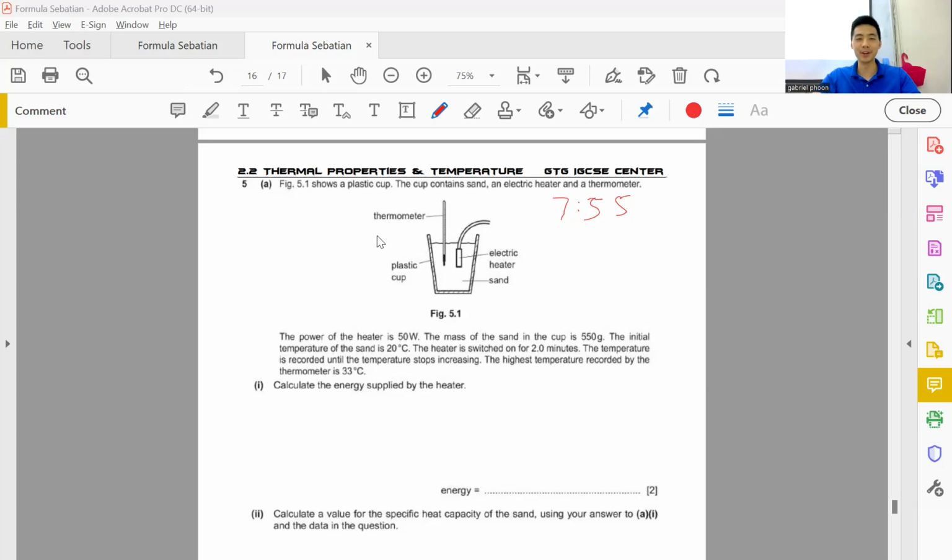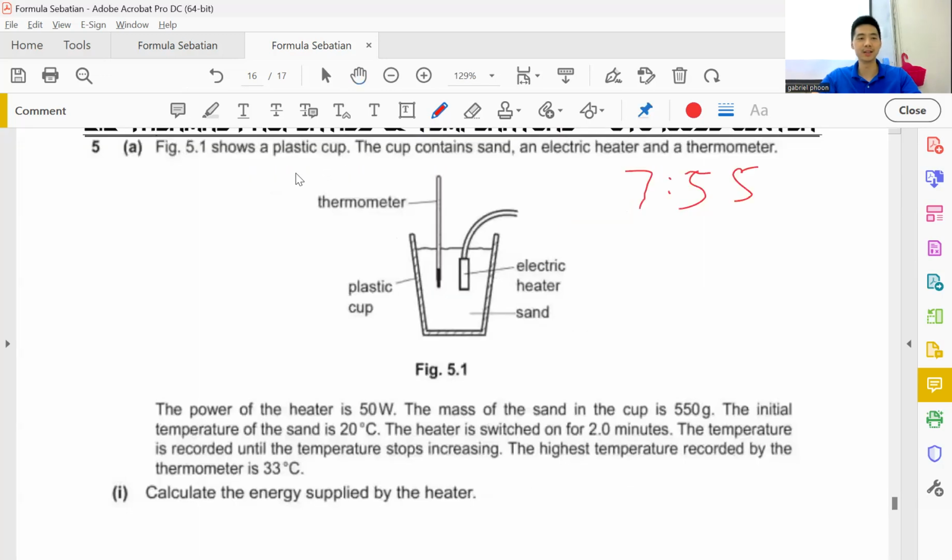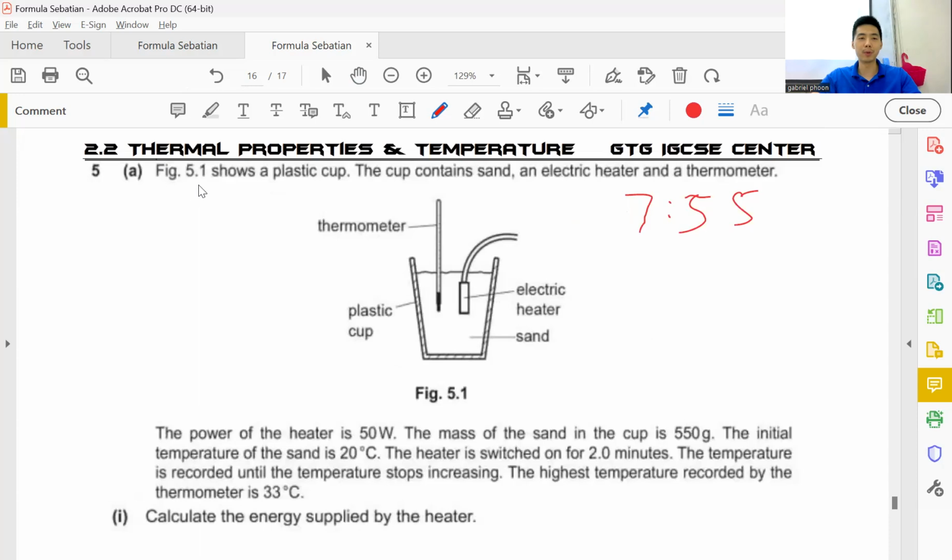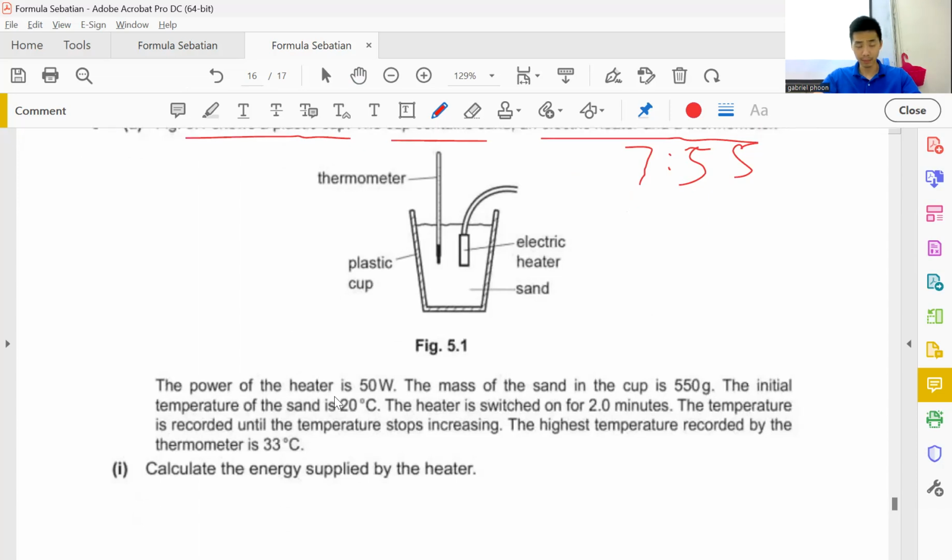Okay, everyone, I think you should have enough time to attempt this question already. Let's go through the answers real quick here, guys. From here, you see that figure 5.1 shows a plastic cup. The cup contains sand, an electric heater and a thermometer. The power of the heater is this amount, so they give you the power first. The mass of the sand is this amount. Yet again, it is not in the proper units, so you change it into the proper units first before you do any calculation.